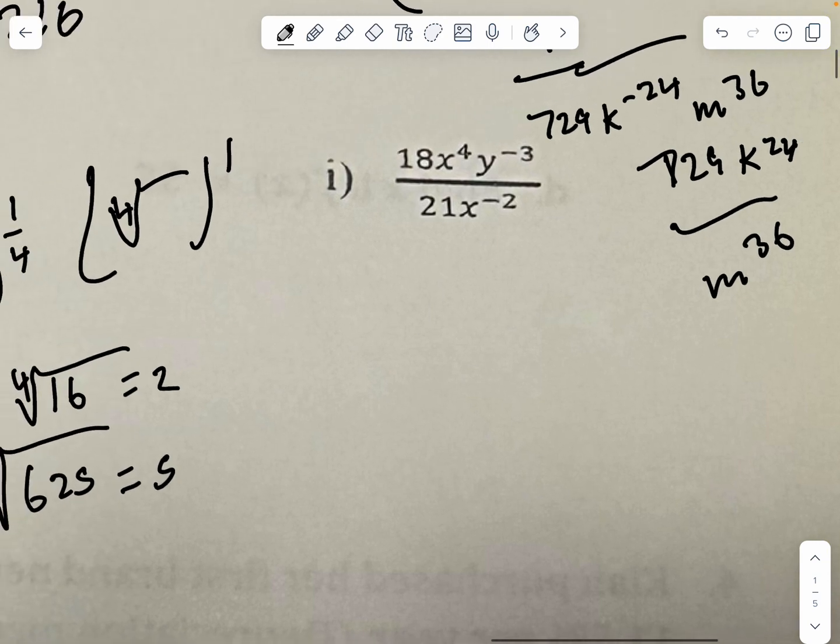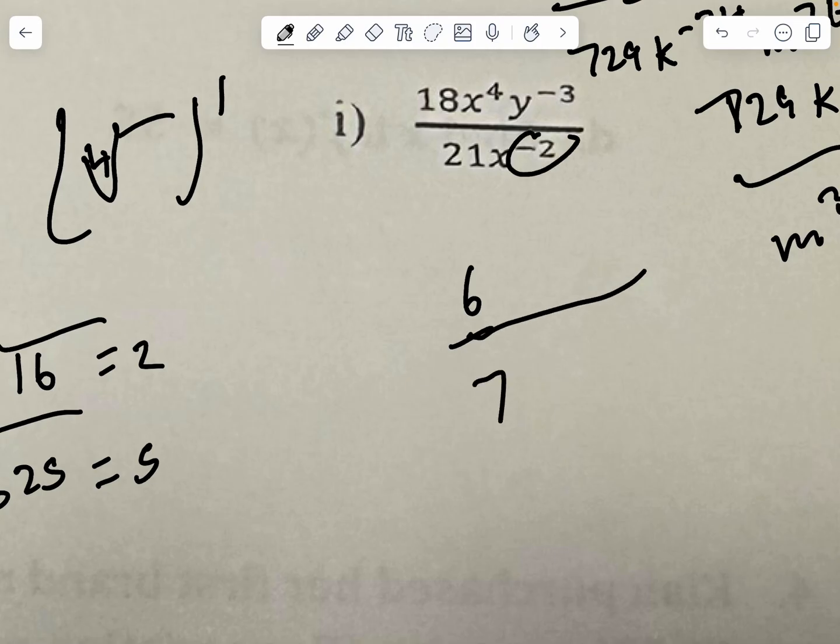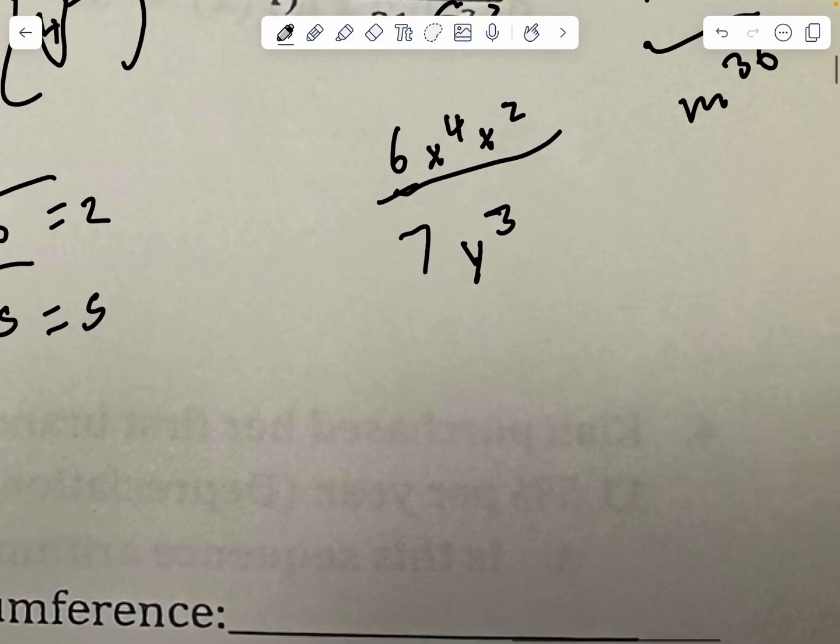And then the last one is 18. You do 18 divided by 21 right away, or you can. I like to get it out of the way. So that's going to be 6 over 7. X to the negative 2 wants to go to the other side. This will be x to the 4, x to the 2. Y wants to go to the other side, so y to the 3. We can combine the x's, so your answer is going to be 6x to the 6 over 7y to the 3.